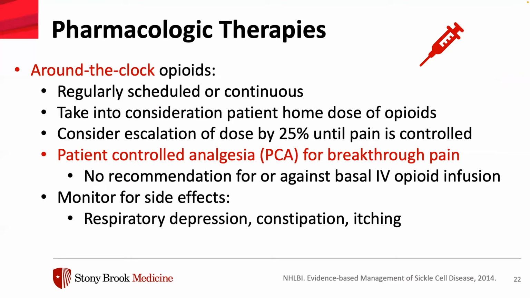We also want to take into consideration the patient's home dose of opioids. Most of the time, this isn't the patient's first episode of vaso-occlusive pain, and they are discharged on some opioid pain medications to take on the outpatient side when they experience more moderate or severe versions of these episodes. So we want to take into consideration those doses since these patients wouldn't be opioid naive, as well as every time we're reassessing them every half hour, we can consider escalating their dose by about 25% until their pain is adequately controlled.